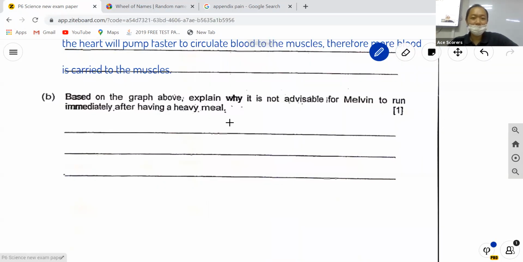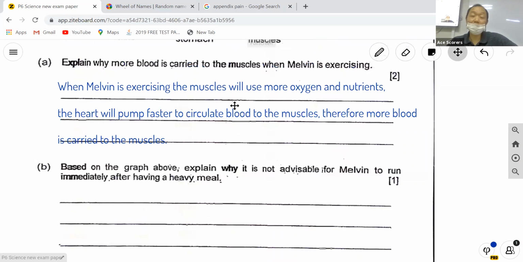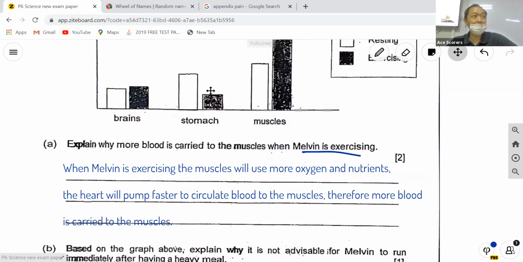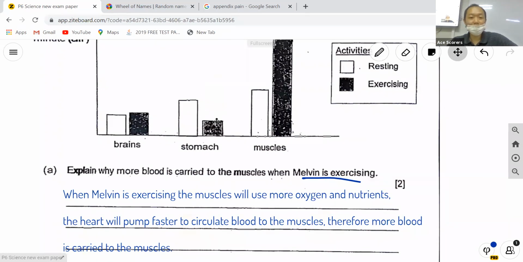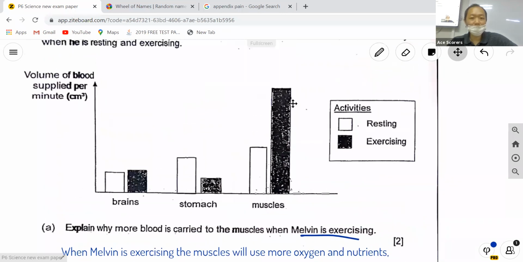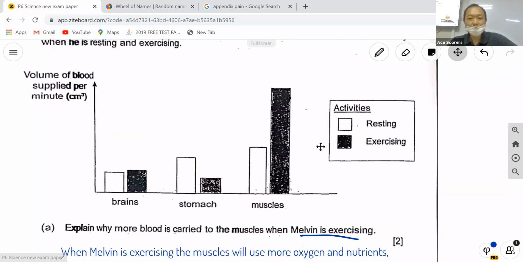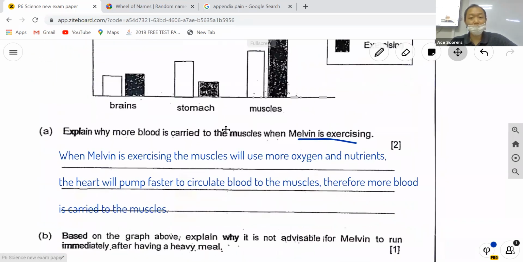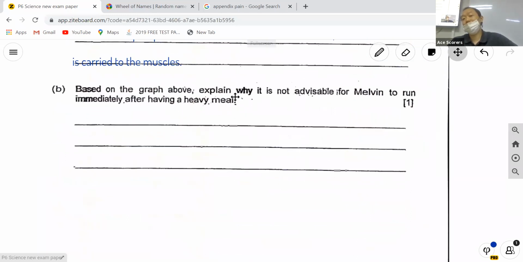Anyway, back to here. Why not advisable, right? Is it to prevent him from getting appendix? Partially, yes, but we cannot answer that, right? Because here this is about what? The blood, right? Can you see what happens when he just finished eating? Can you see what happens when he's exercising? Is there enough blood to the stomach? No. And then a lot of the blood go to the muscle. So if there's less blood in the stomach, what happens to him?